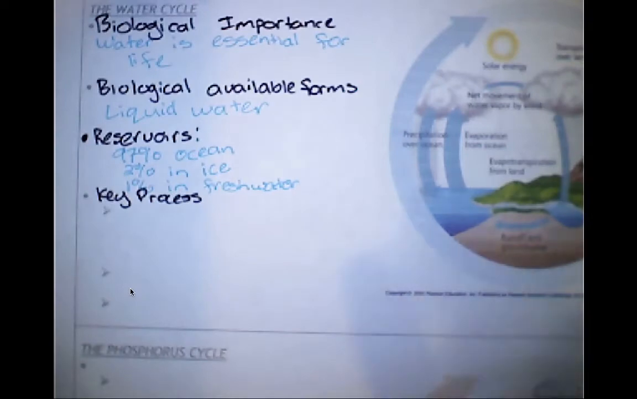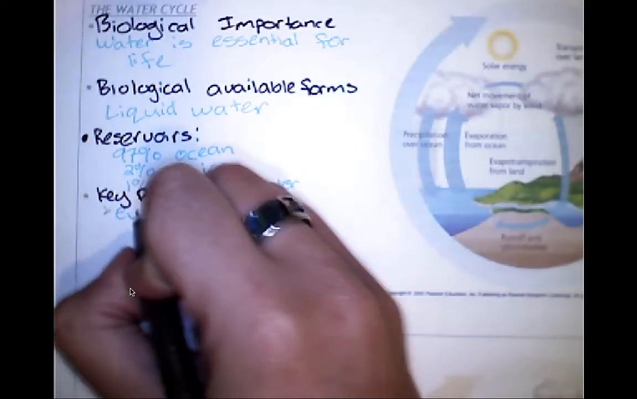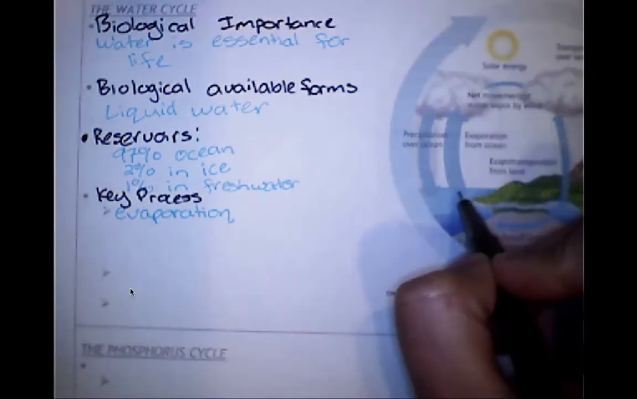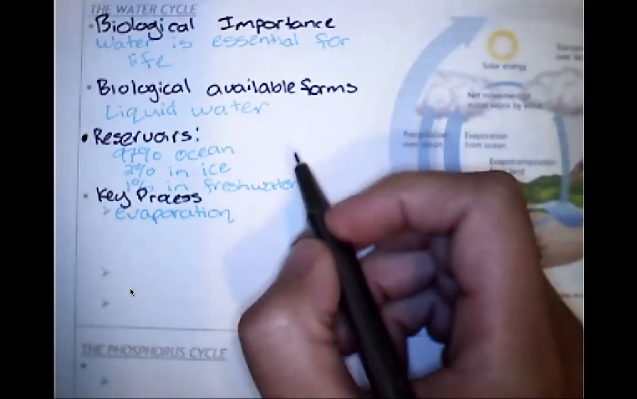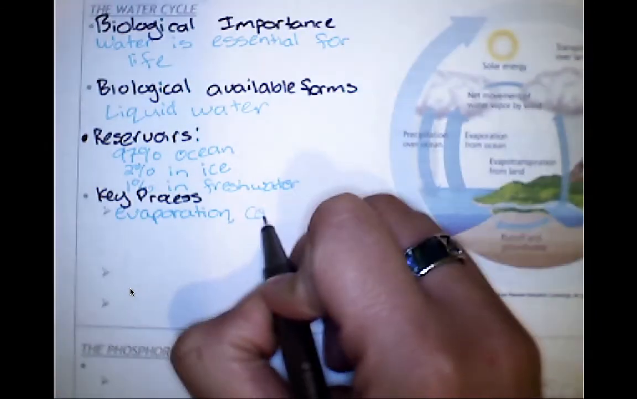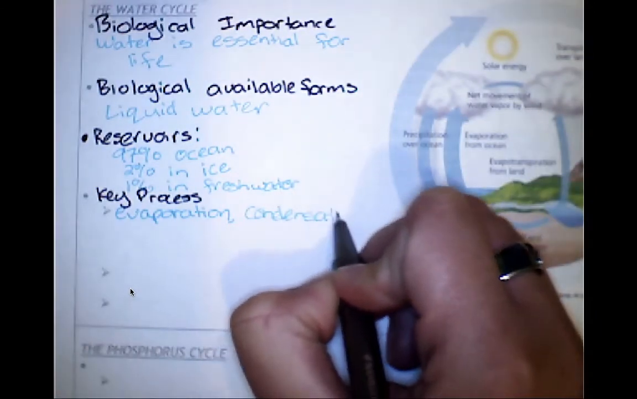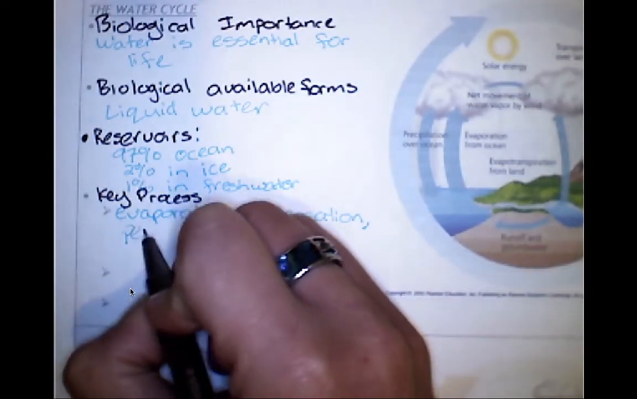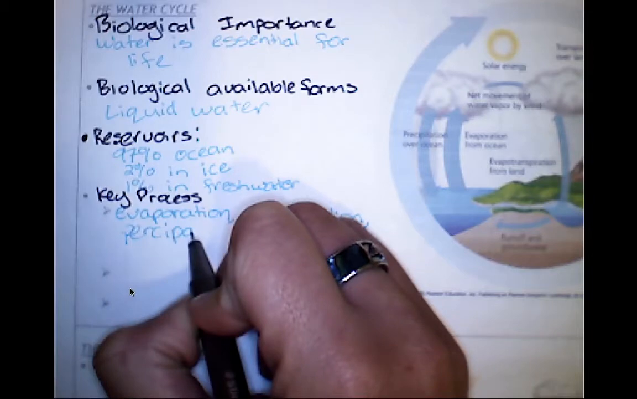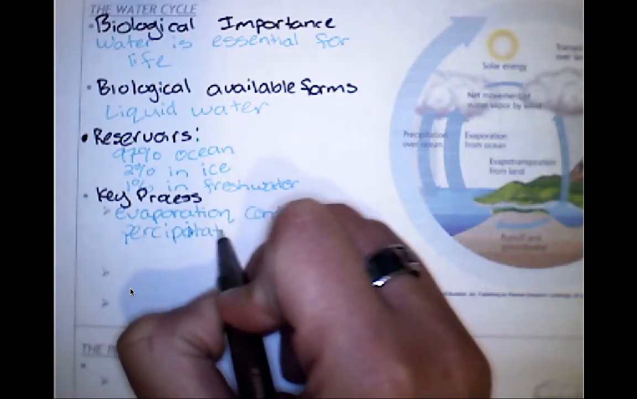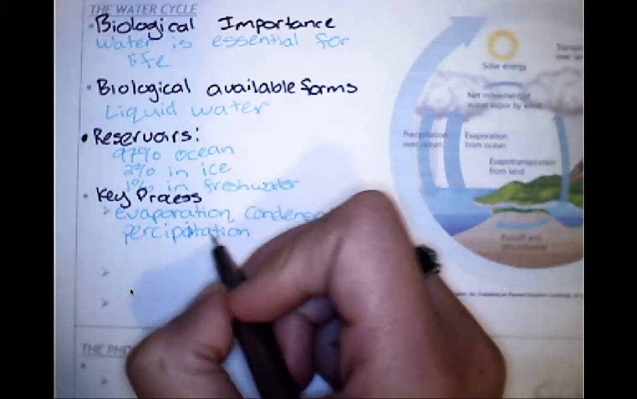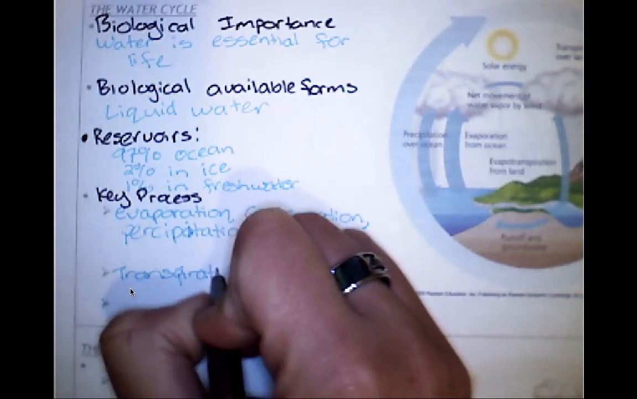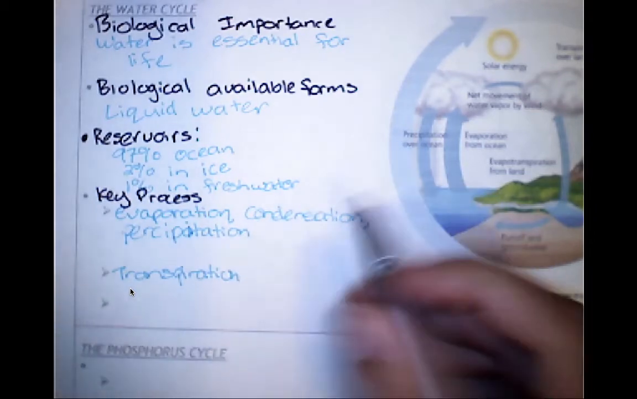And then the key processes that are involved with the water cycle are going to go in the last box, okay? The three key processes are evaporation, water evaporating from a lake into a cloud, condensation, which is going to be happening up in the clouds, and then finally it will fall to the earth in the form of precipitation. The other thing that you're going to have is transpiration, which is how plants can move water through their body, okay?